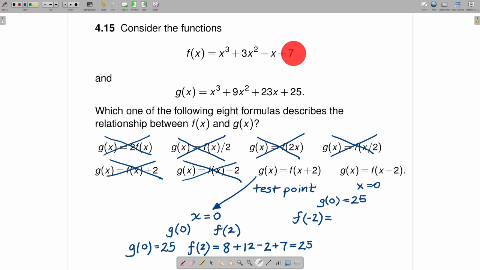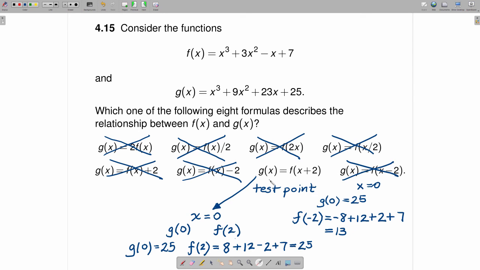And now we'd like to calculate f of negative 2. When you plug into f of x, you start out with negative 2 cubed, and negative 2 cubed is negative 8. And then what you get is 3 times negative 2 squared, and that is plus 12. And the next term, when you plug in a negative 2, you get a minus 2, which is plus 2. And finally, at the end here, you get plus 7. So negative 8 plus 12 is 4. 4 plus 2 is 6. 6 plus 7 is 13. And because 13 is not equal to 25, we can eliminate that.